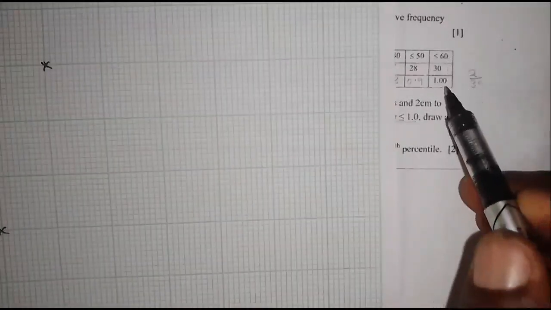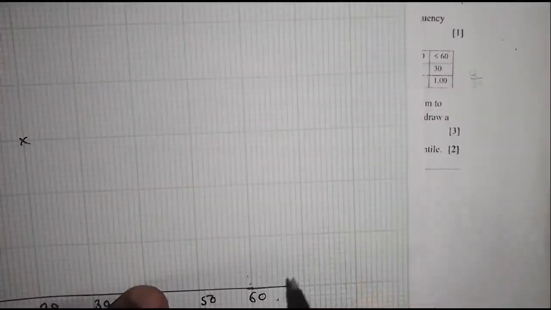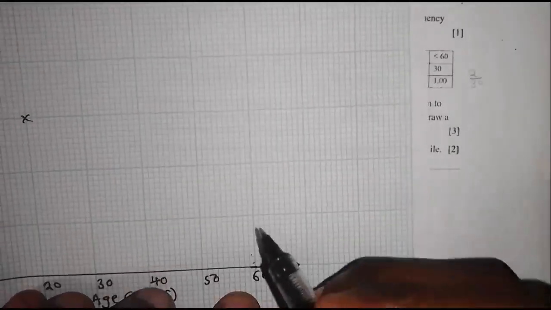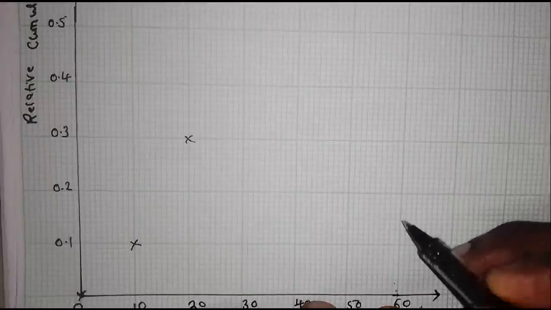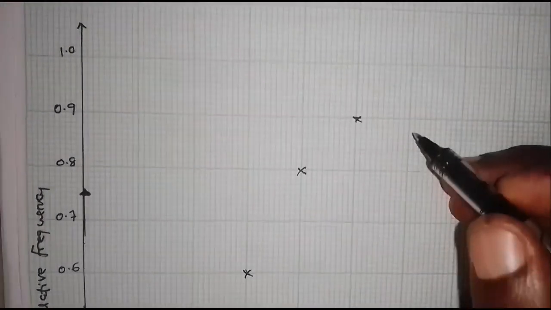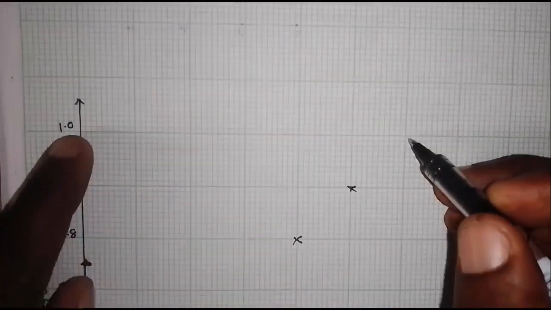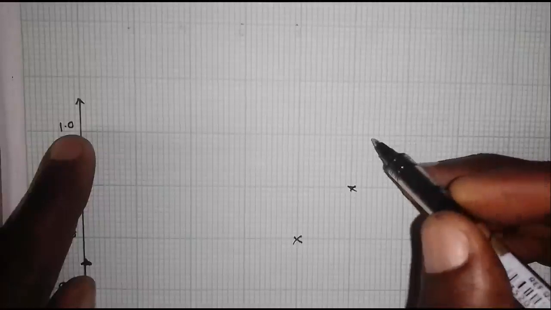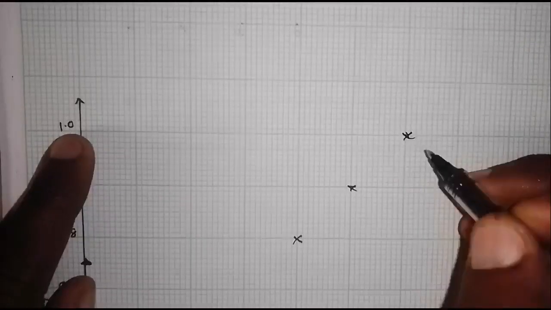And then 60, 1.00 or just 1. My 60 is here. Just follow this line until on your left you see the 1.0. So this is the line, two lines where they are meeting at this point. So you put it there.